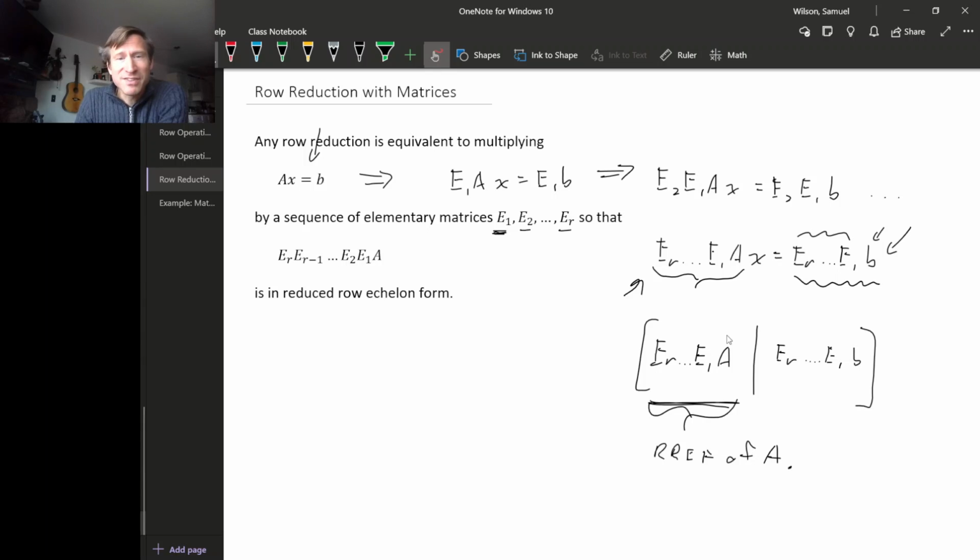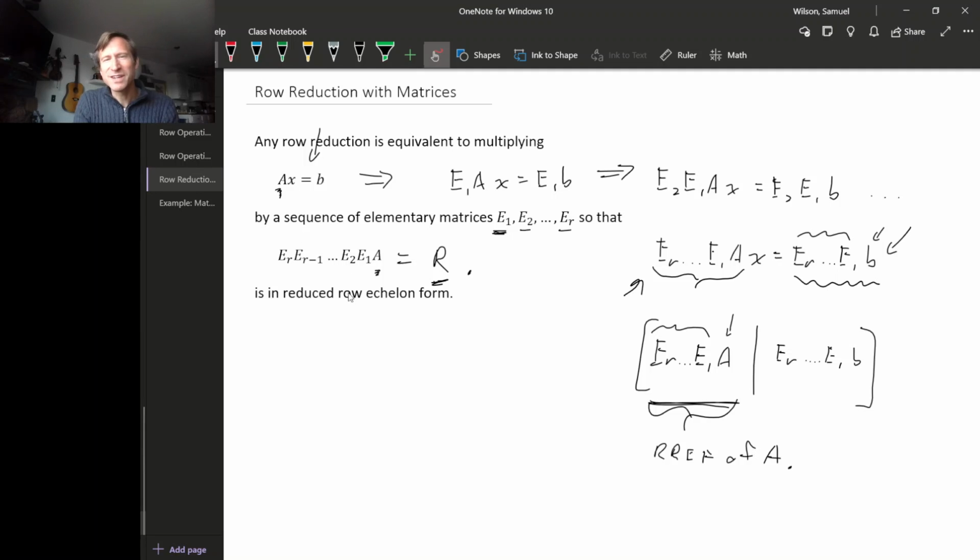But notice that what we have now is the matrix that we started with multiplied by a bunch of elementary matrices, and what we get is the reduced row echelon form, which maybe we could call capital R. So what we're seeing is that for every matrix, no matter what matrix this was, if we multiply on the left by a series of elementary matrices, we can make the whole product be the reduced row echelon form of any given matrix A. So this is a really nice way to realize row operations and row reduction of a system as just multiplying by a bunch of matrices.